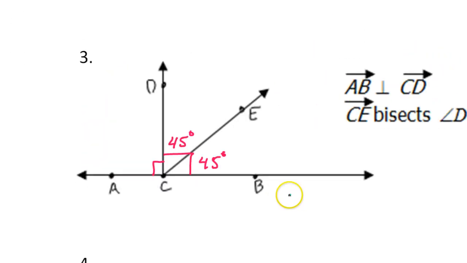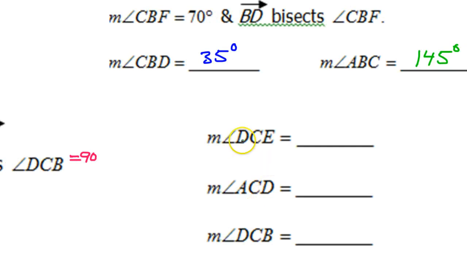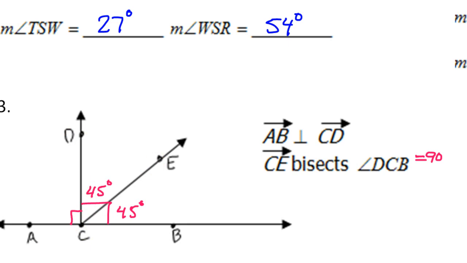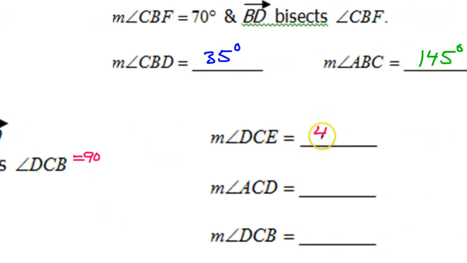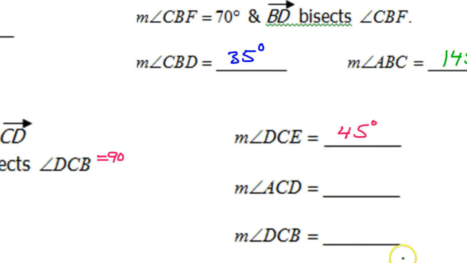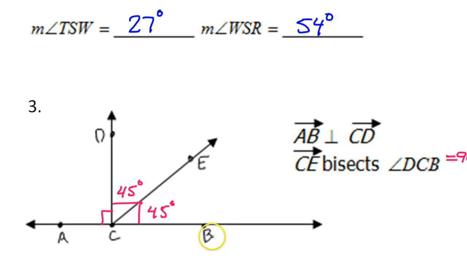Oh, here's the stuff they're asking me way over here. What's the measure of angle DCE? DCE, that's 45 degrees. What about angle ACD? ACD, well, that's 90 degrees, because of the whole perpendicular thing. And what about the measure of angle DCB? Well, that's also 90 degrees because of linear pair.